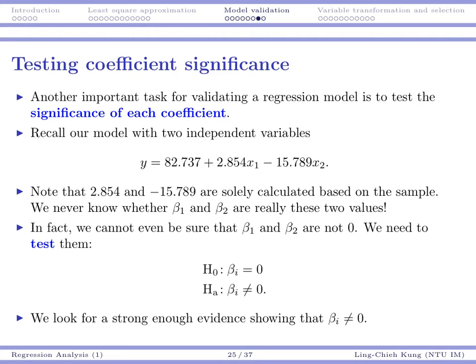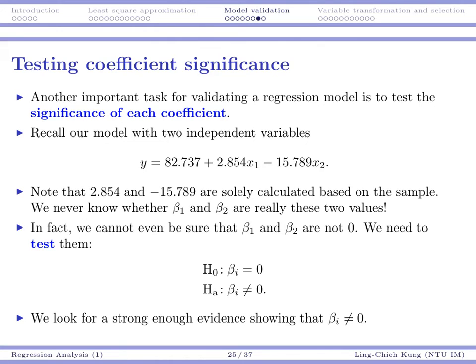Okay, so this is just like testing the population mean or something like that. We want to ask whether that parameter is not zero. If we have strong evidence, then we say it's not zero. Then we can conclude that this variable is really useful in explaining, in affecting the dependent variable. So we look for strong evidence to show that beta i is not zero.